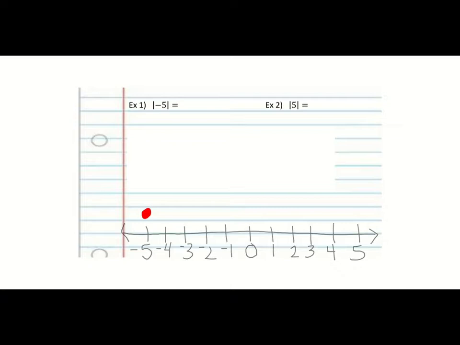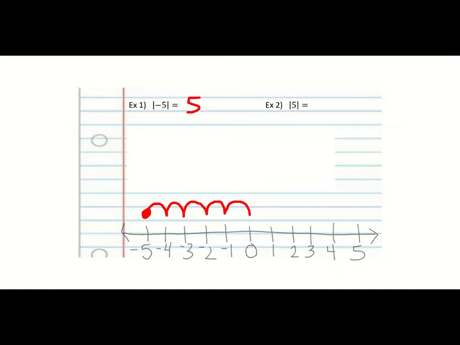Since absolute value is representing the distance from zero, we want to count how many spaces we are from zero. From -5, I would count we are 1, 2, 3, 4, 5 units from zero. And since absolute value is representing a distance, and distance always has to be positive, we would say that the absolute value of -5 is 5, because it took us 5 steps to get to the number 0.